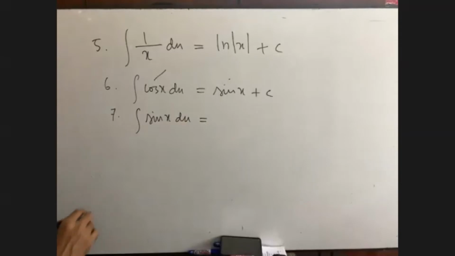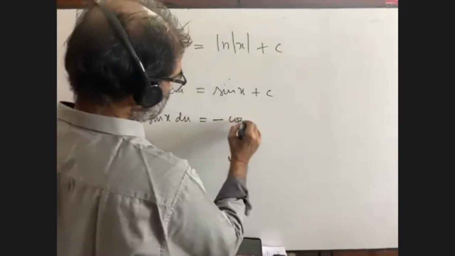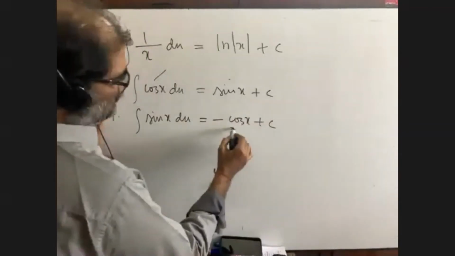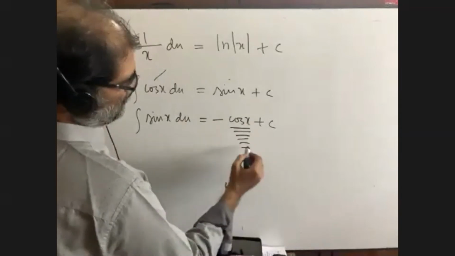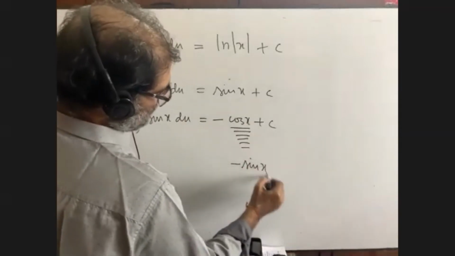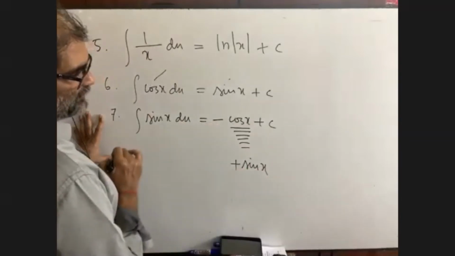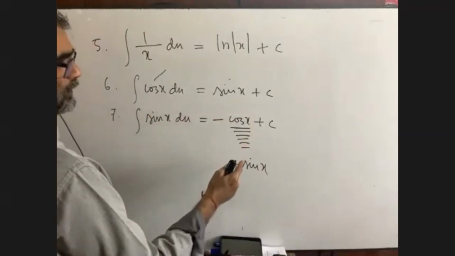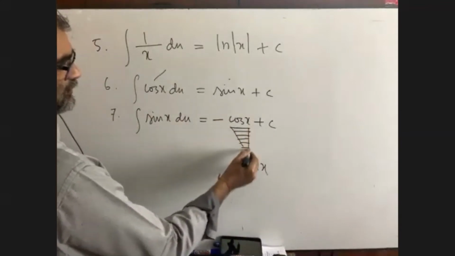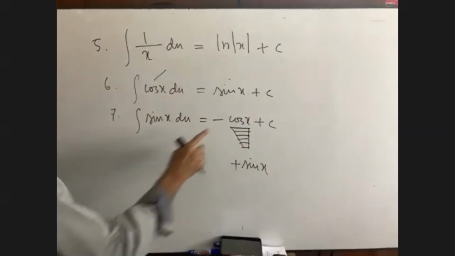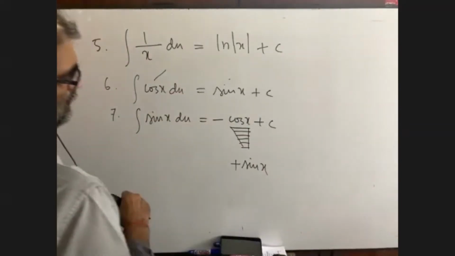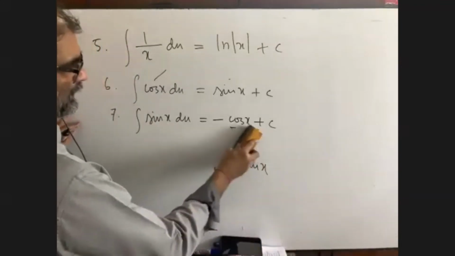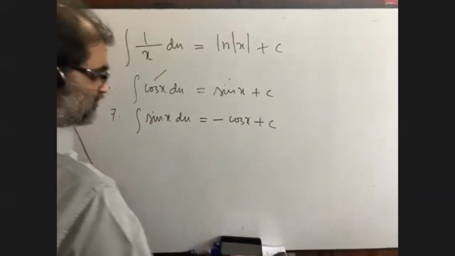Minus cos x plus c. Minus cosine x plus c. Because the differentiation of only cosine x is minus sine x, and there is another minus, so it will be plus sine x. The differentiation of cosine x is minus sine x, and this minus total plus. That is sine x. I think you have got it. For this, I told you integration and differentiation are just vice versa.